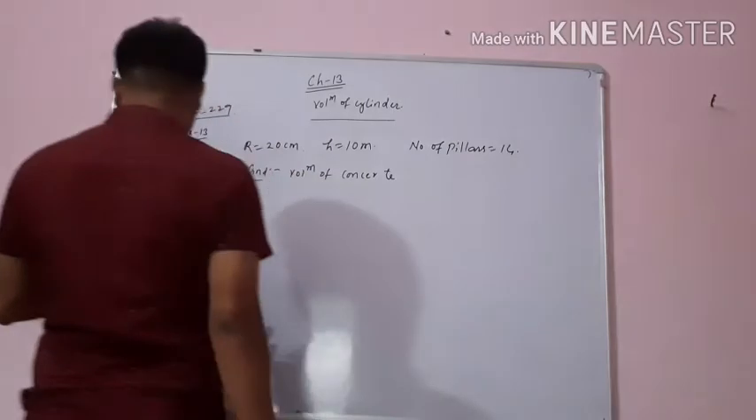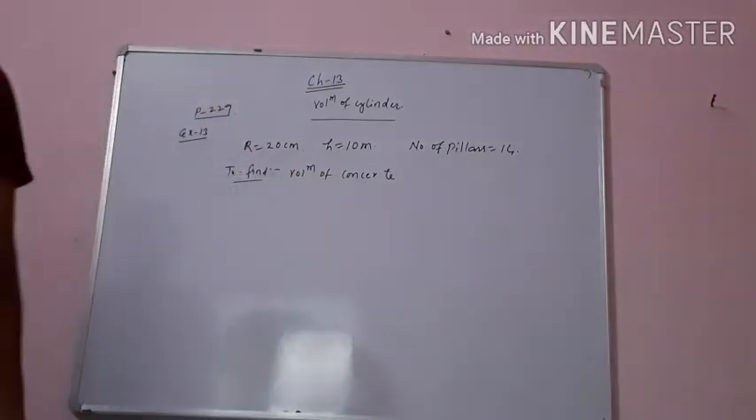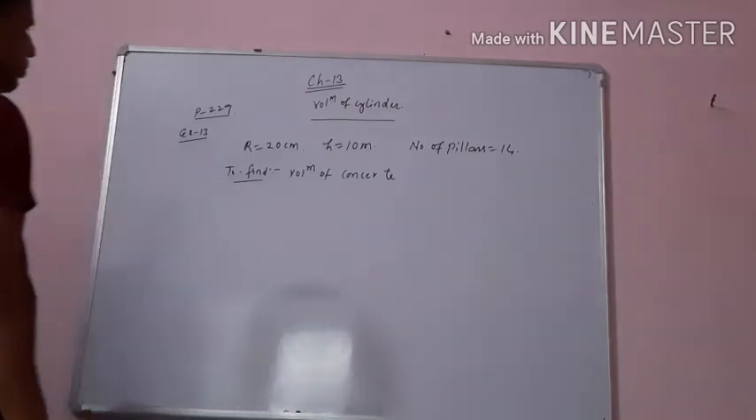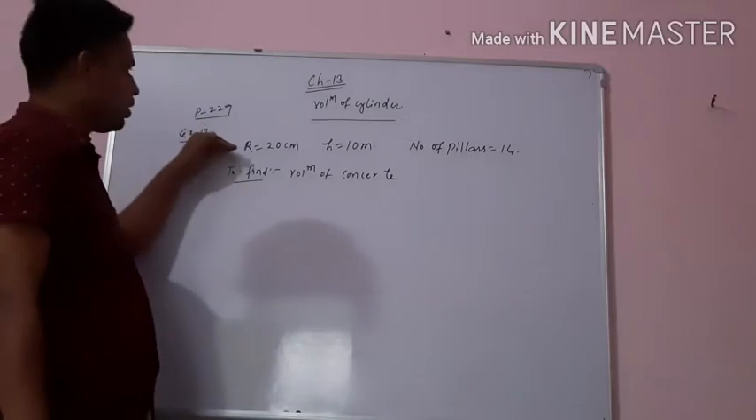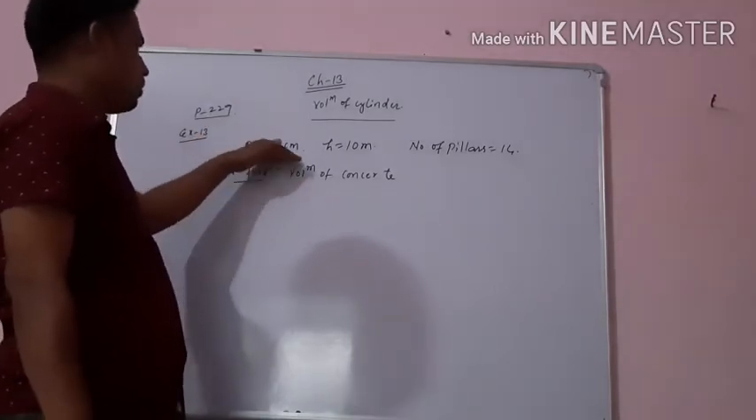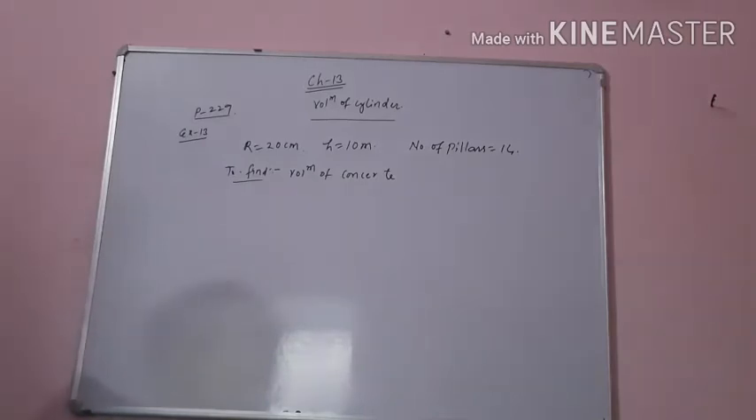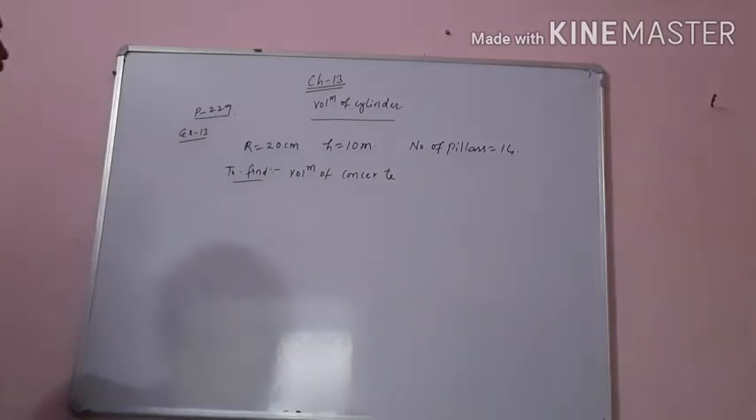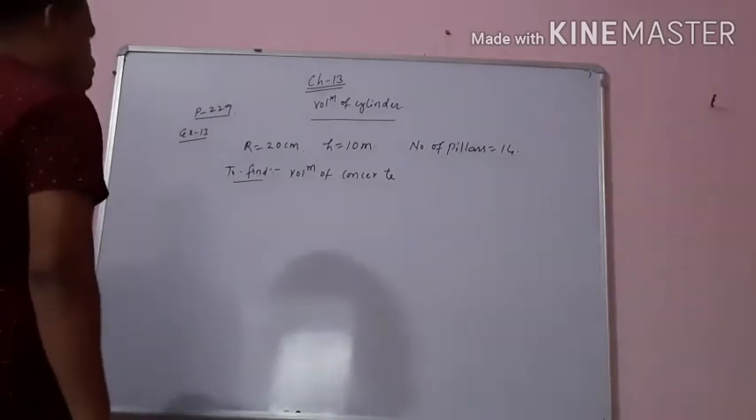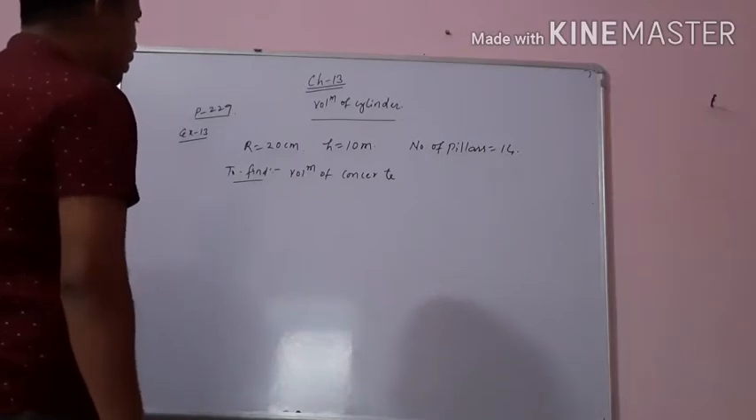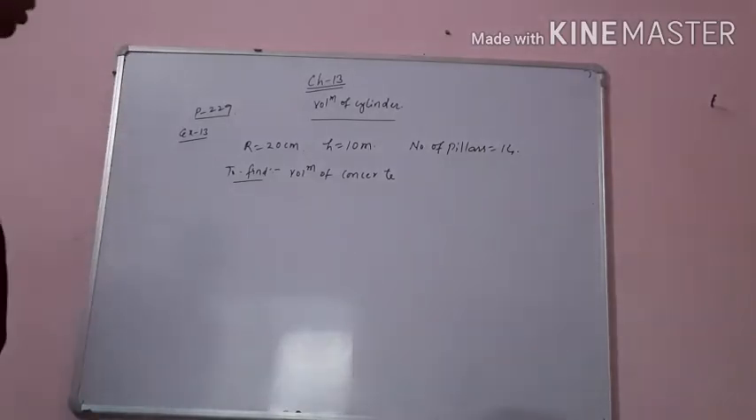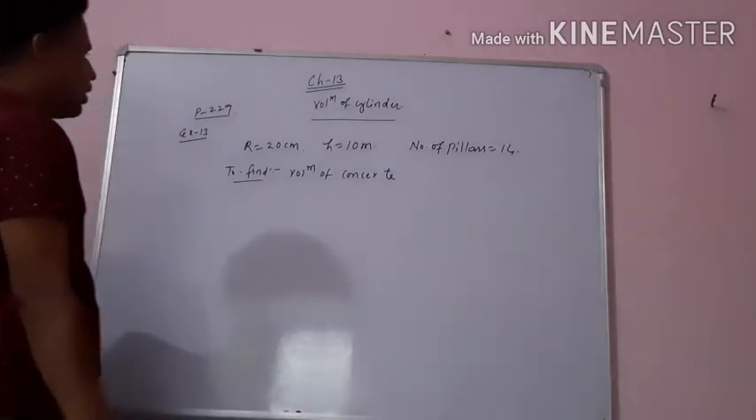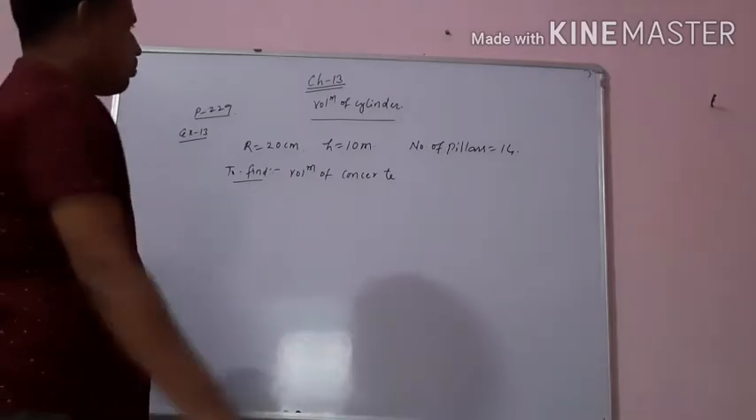The volume of concrete. Now, listen here. Radius is given in centimeter, height is given in meter. So we will change either radius into meter, or height into centimeter. So here volume of concrete will be equal to volume of one pillar multiplied by 14 pillars. So the total volume of concrete will be equal to 14 multiplied by volume of one pillar.